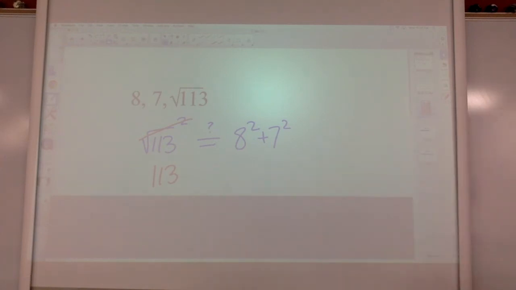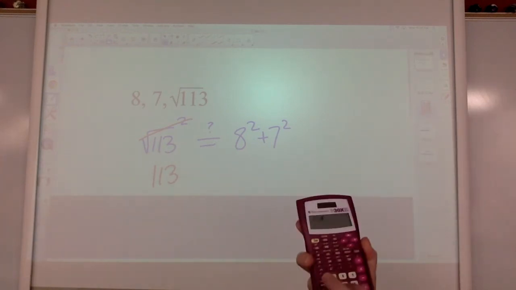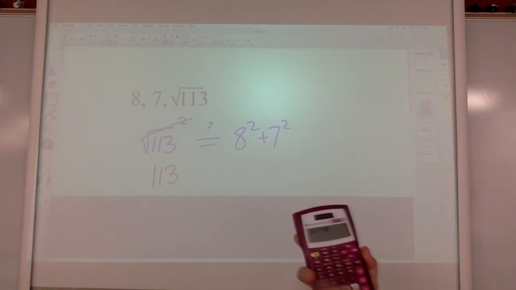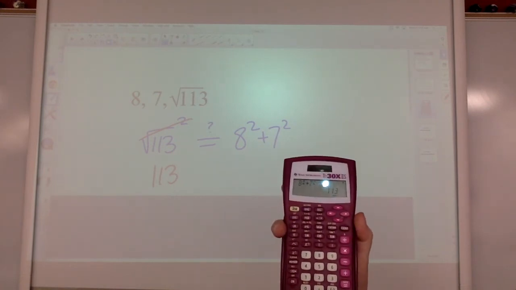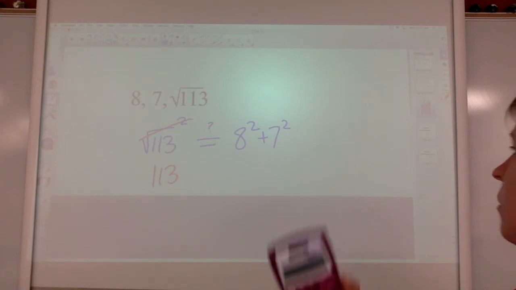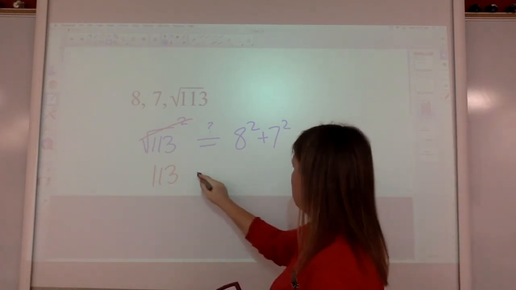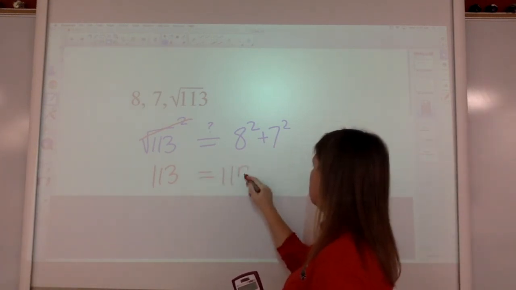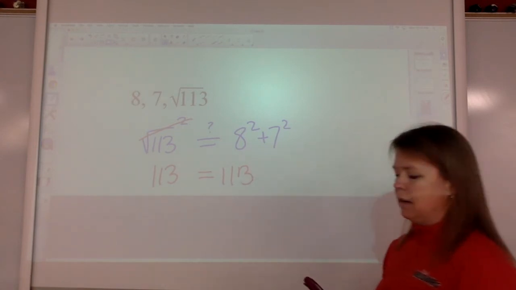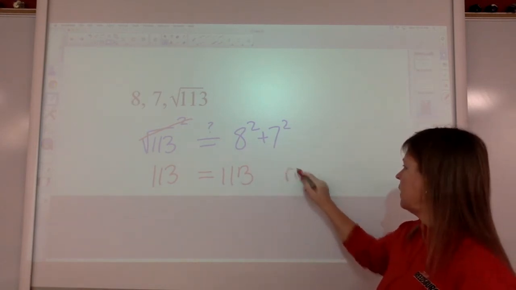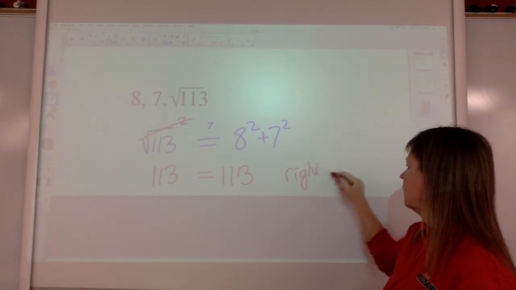Take 8 squared plus 7 squared, and again, this is somewhere where I prefer that you don't write 64 plus 49, because you're probably going to use a calculator anyway. Just go ahead and put in 8 squared plus 7 squared, and you will get 113. 113 equals 113, therefore it is a right triangle.